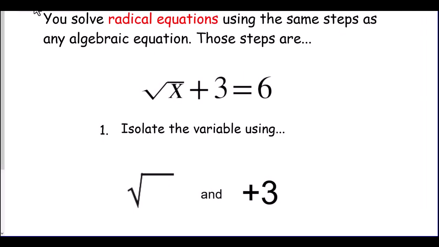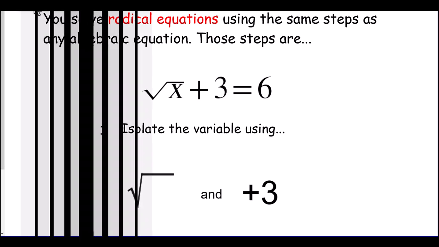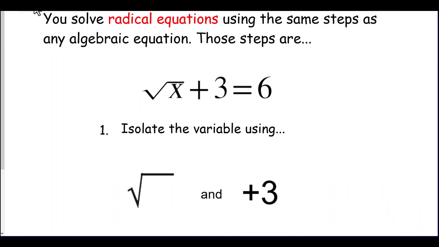You solve radical equations using the same steps as any algebraic equation. Those steps are: 1. Isolate the variable. In this example, the variable is on the left side of the equal sign, so that is where I will start. What do I have to get rid of so x is all by itself? I have to get rid of the square root symbol and positive 3.